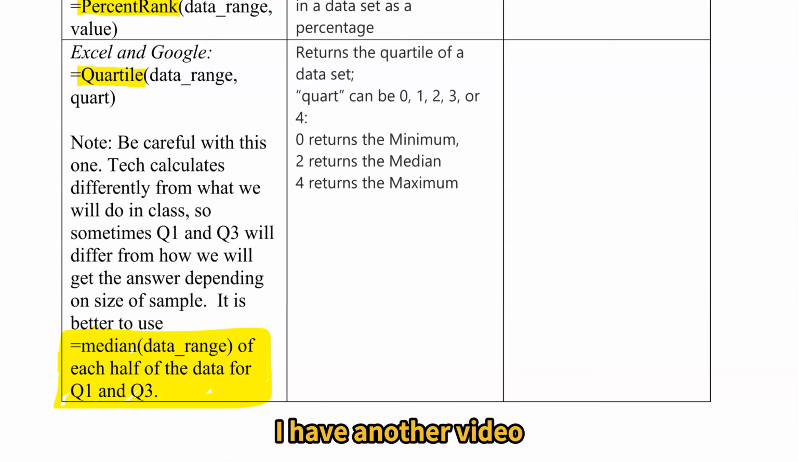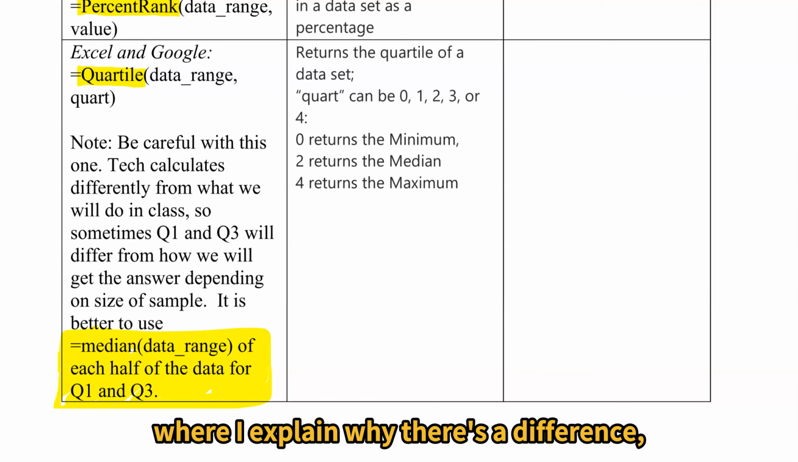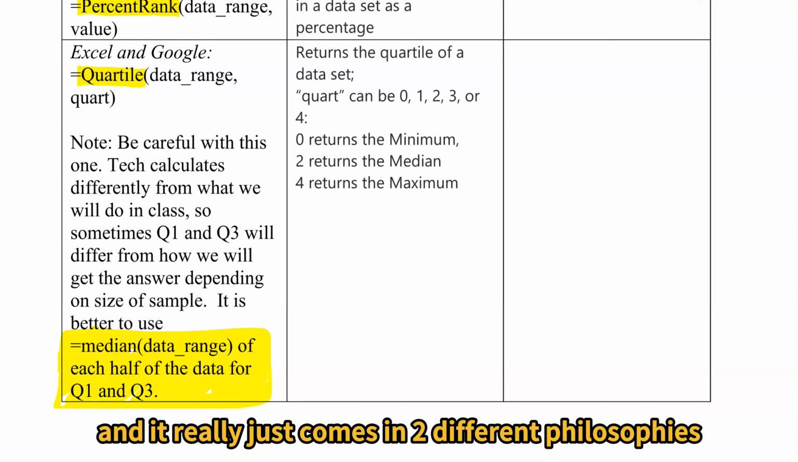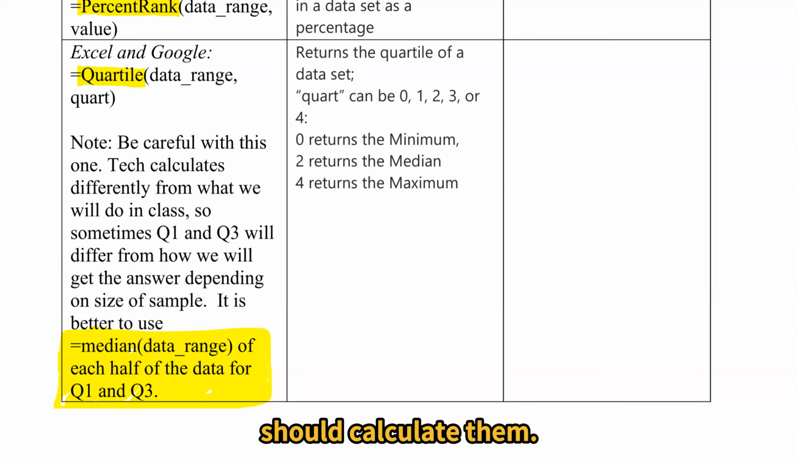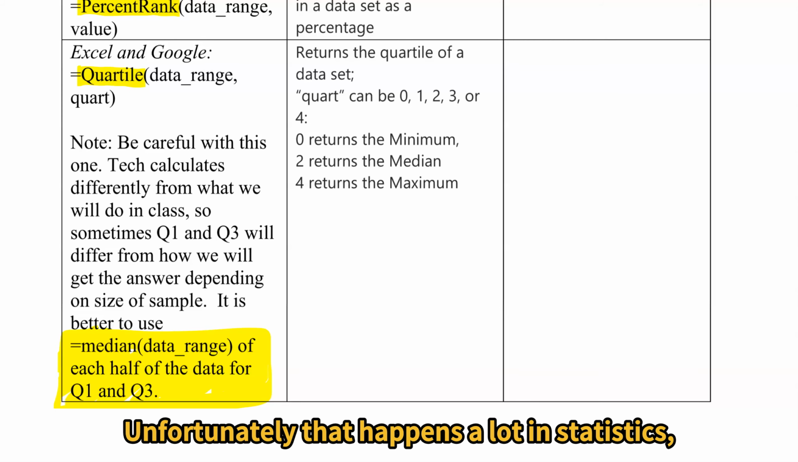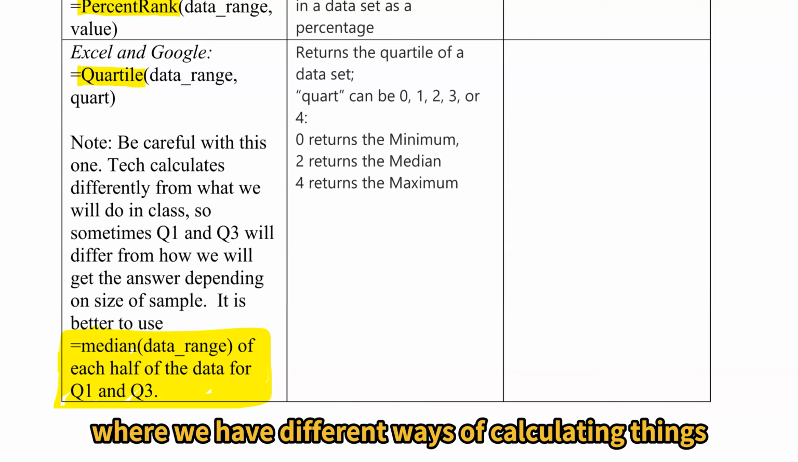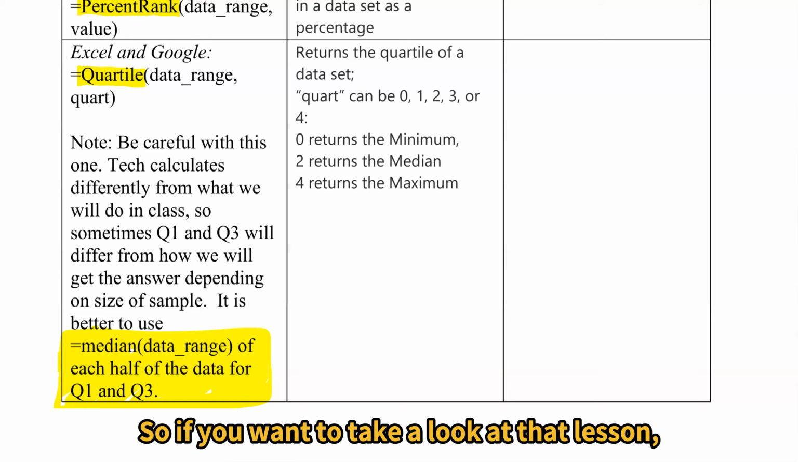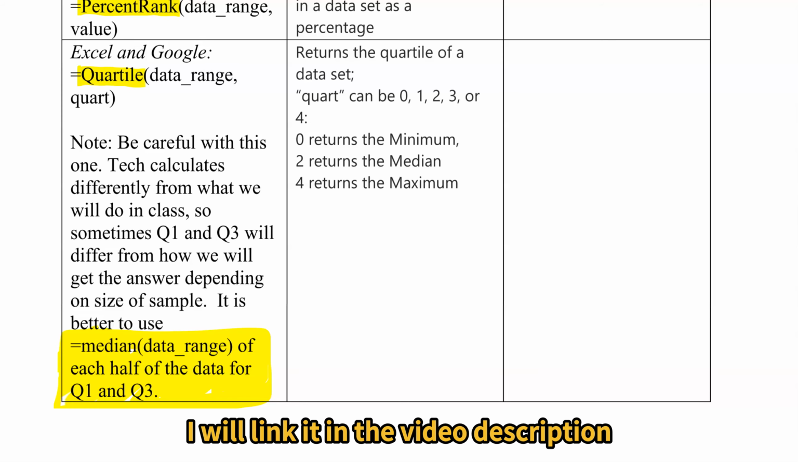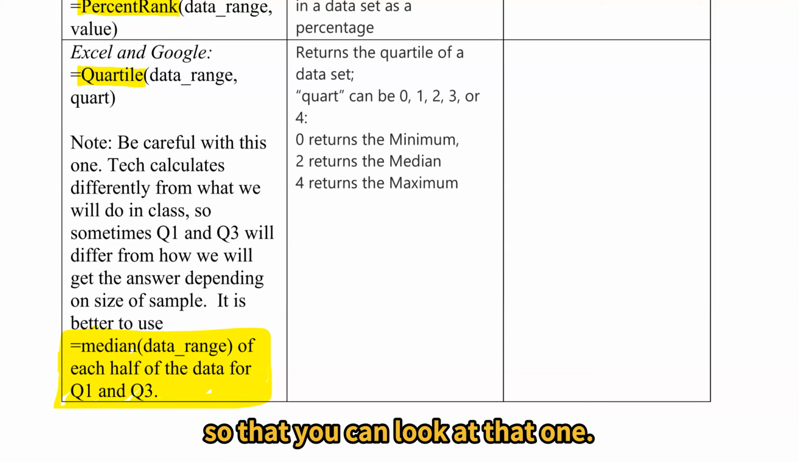I have another video where I explain why there's a difference, and it really just comes down to two different philosophies of what the quartiles should be and how we should calculate them. And fortunately that happens a lot in statistics, where we have different ways of calculating things because different people think differently. So if you want to take a look at that lesson, I will link it in the video description so that you can look at that one.